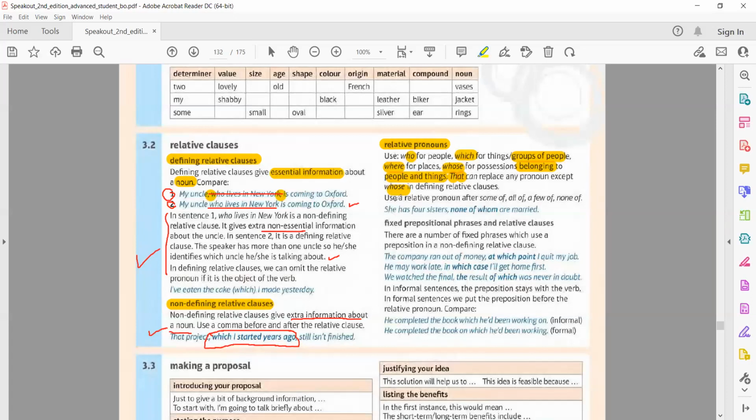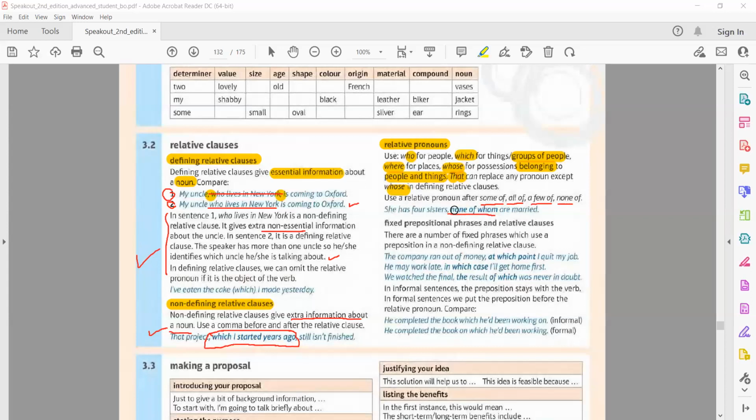All right. Now let's look at this information. They're telling us we use relative pronouns after some of, all of, a few of, and none of. Let's see. For example, she has 4 sisters, comma, none of whom are married. This is a very good style. None of, and then you can put the pronoun. None of whom are married.